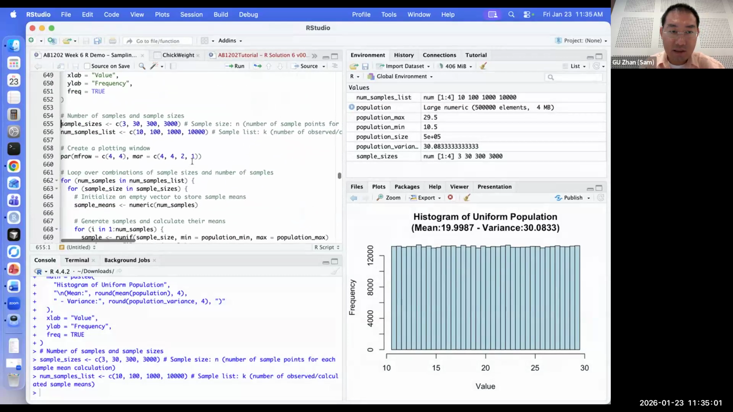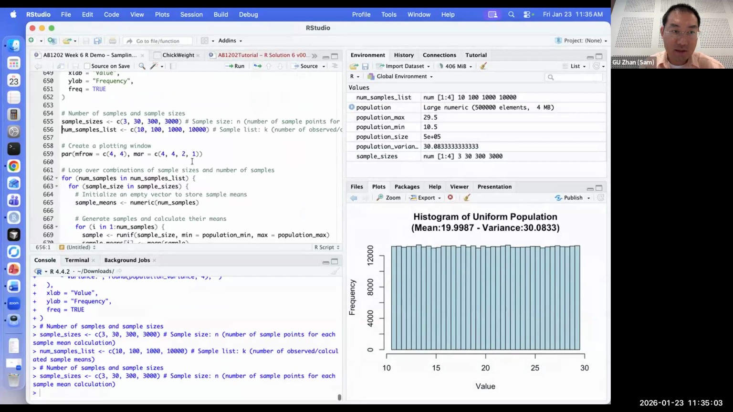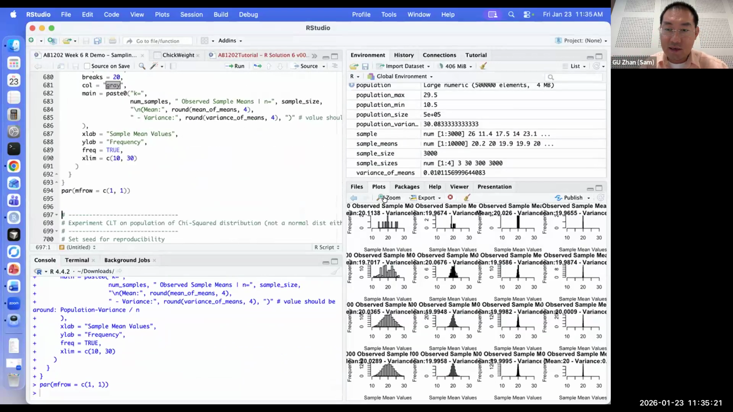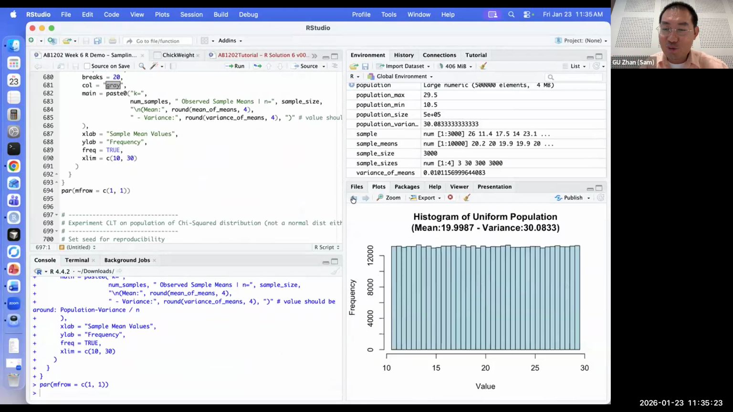Next we are going to draw samples. We have sample sizes of 3, 30, 300, and 3,000, and the number of samples, which is the k value, can be 10, 100, 1,000, and 10,000. Next you are going to build a chart. So first, look at this. This is the population, a simple uniform distribution. Mean value of 20, variance is 30.